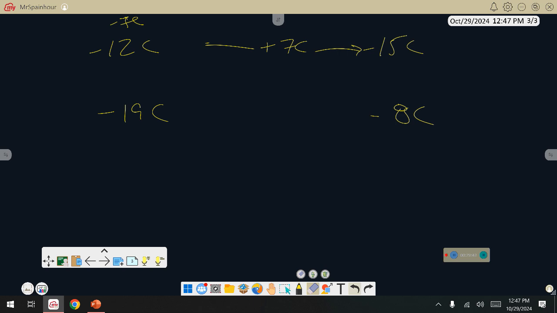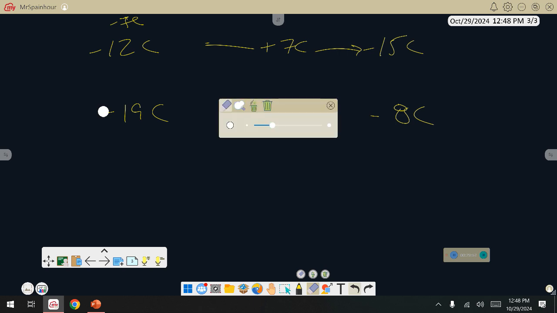And if positive 7 goes over here, now it's negative 8. So 7 bigger. I don't know why I did the negatives. I think that's kind of confusing. Let's go to positives real quick. Let's try this again one more time, just to make sure we're good.